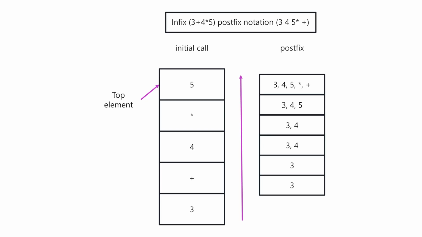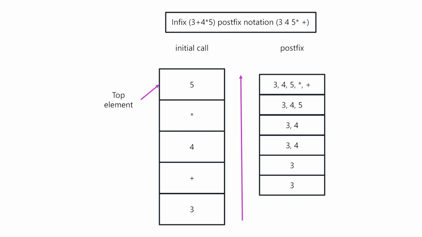Starting with the infix expression, 3 plus 4 multiplied by 5, where operators are placed between operands, operator precedence can complicate the evaluation, so converting to postfix notation simplifies it. Now, let's take a look at this conversion step by step. First, the operand 3 is encountered and goes directly into the postfix expression. Next, the plus operator appears. Since the stack is empty, plus is pushed onto the stack.